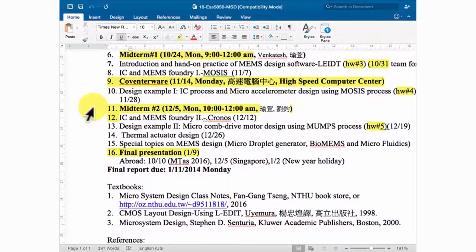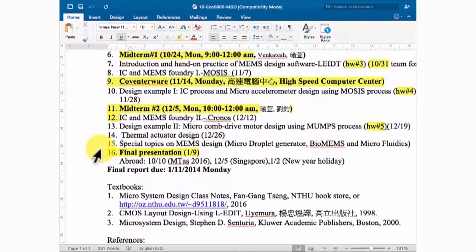After midterm one, I will go to the main part of our course. In this main part, we will teach two different kinds of design. The first one is a micro accelerometer, a micro sensor. The micro sensor, especially the inertial sensor, will be introduced first. After the sensor design, the second part, before the final presentation, will focus on one actuator design.